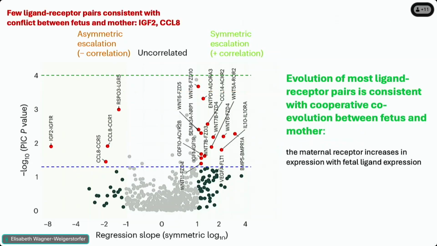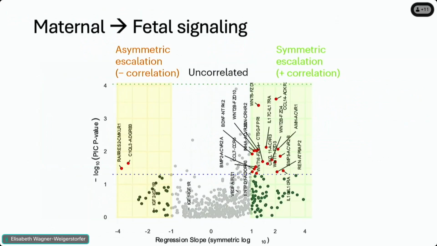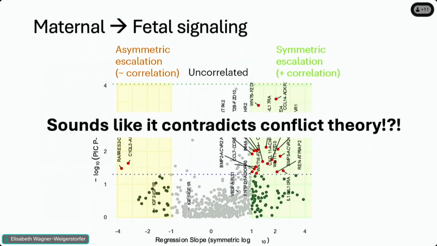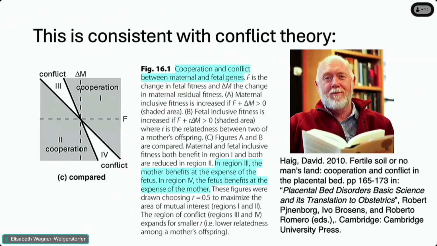So this is what I just said. We can now do the same thing for maternal to fetal signal, and the pattern is exactly the same. And this sounds like it contradicts the conflict theory. I will tell you that this is not the case, because if you look at conflict mathematical models closely, and that was also pointed out by David Haig himself, the Pope of fetal-maternal conflict theory, in a paper from 2010 in a book.